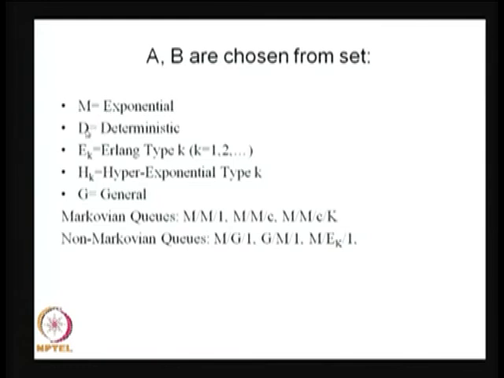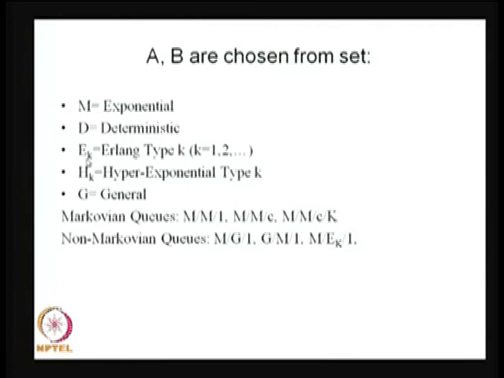Suppose you write the letter D in the place of A or B, that means the distribution is deterministic. It is not probabilistic; it takes a constant amount of time. So it takes a constant amount of time for the inter-arrival time or service time, depending on whether you place it in A or B respectively.